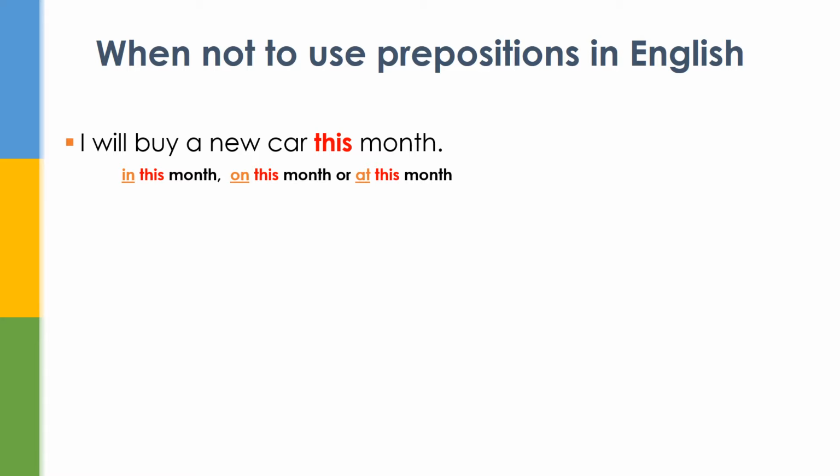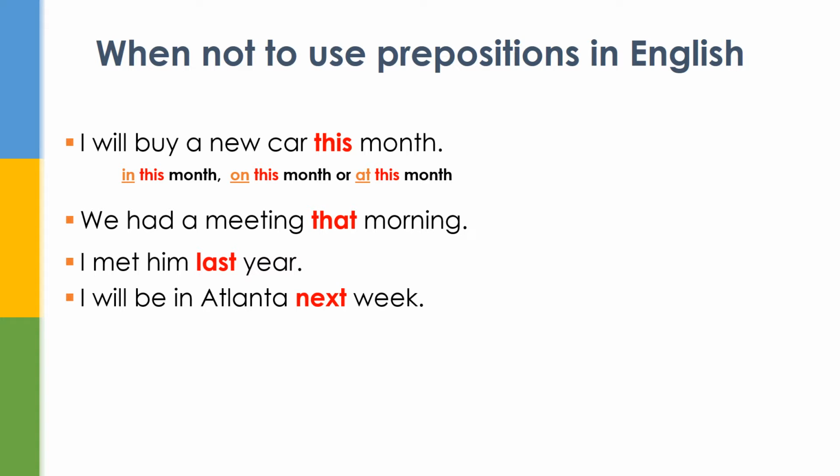The second example is: we had a meeting that morning. Here also, it is not necessary to add a preposition when talking about time. Next examples. I met him last year. I will be in Atlanta next week. Here, for both last and next, we don't need to add any preposition.